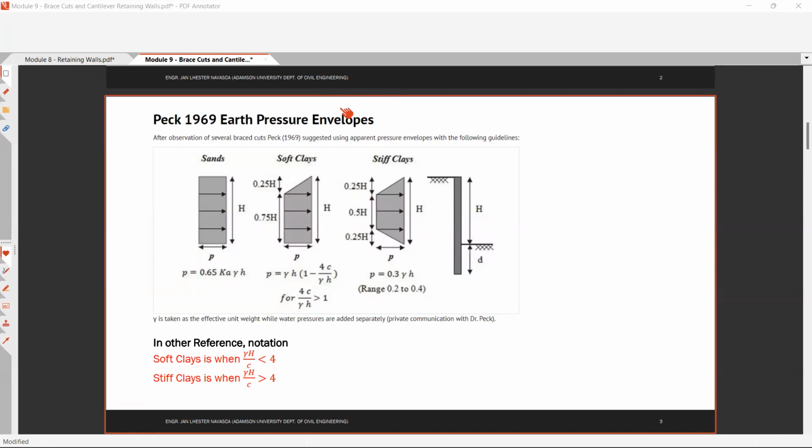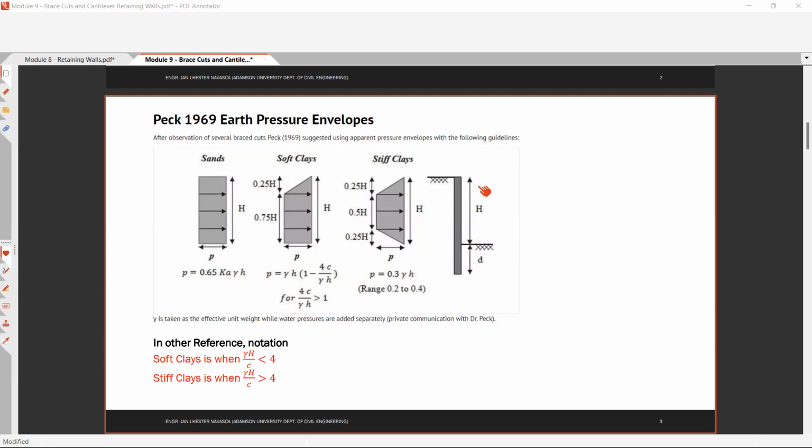Sensya na. Okay. Anyway, this one is yung Peck earth pressure envelopes. Okay, so after observation of several brace cuts by Peck in 1969, suggested using apparent pressure envelopes for the following guidelines. So yung gamma is taken as the effective unit weight while the water pressure are added separately. Okay. So this gamma, yan yung mga pressure niyan. Meaning, kung meron kang retaining wall, this one, okay, you have a retaining wall with height H.